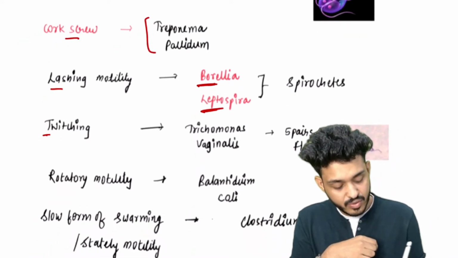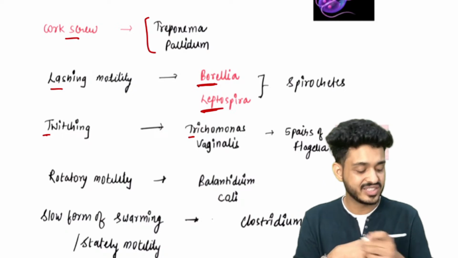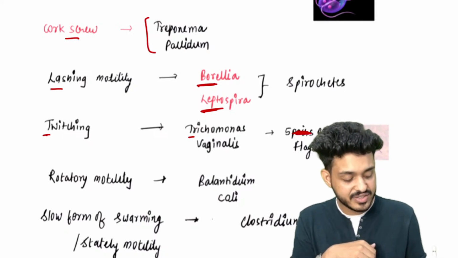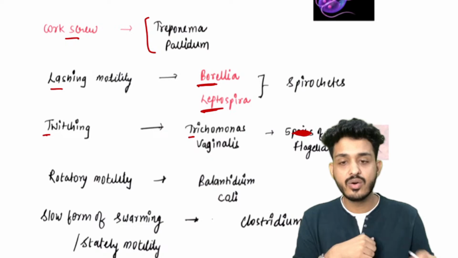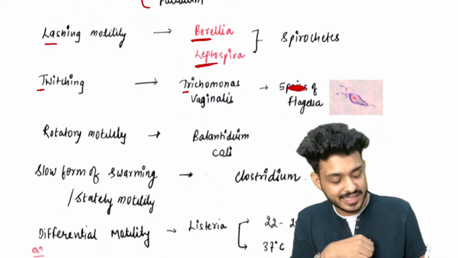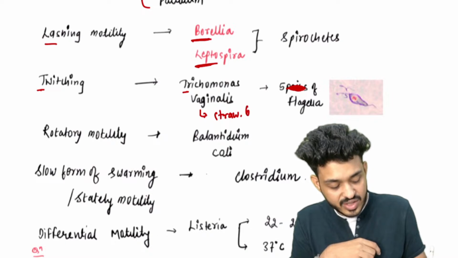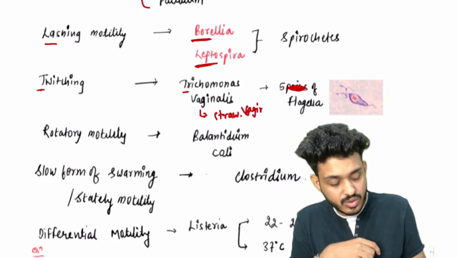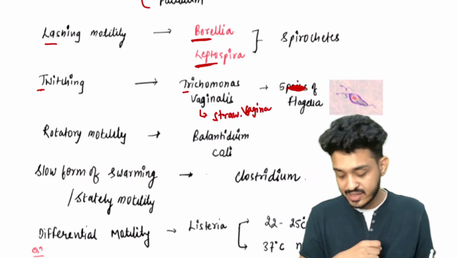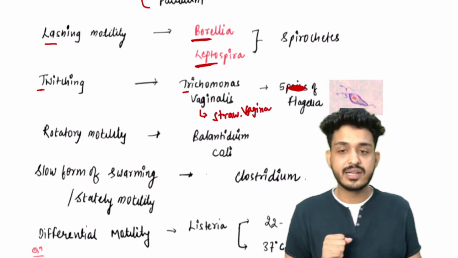But T4 twitching, T4 Trichomonas vaginalis will be having 5 flagella. Okay, that is your Trichomonas vaginalis. कौन सा vagina मिलता है इसके अंदर? We will be having strawberry vagina, also known as Colpitis macularis.